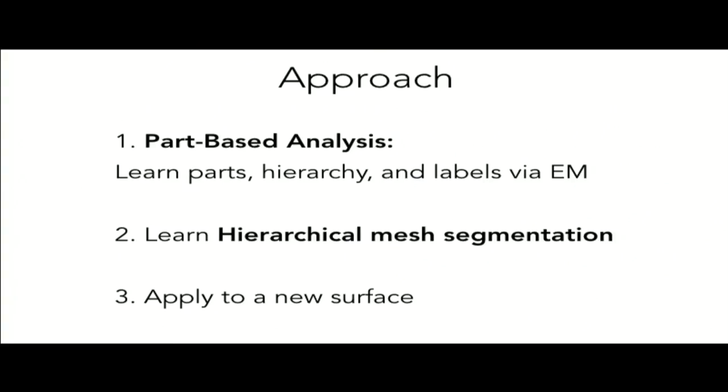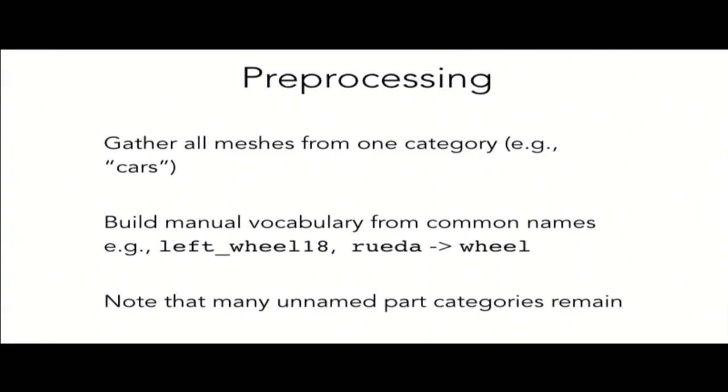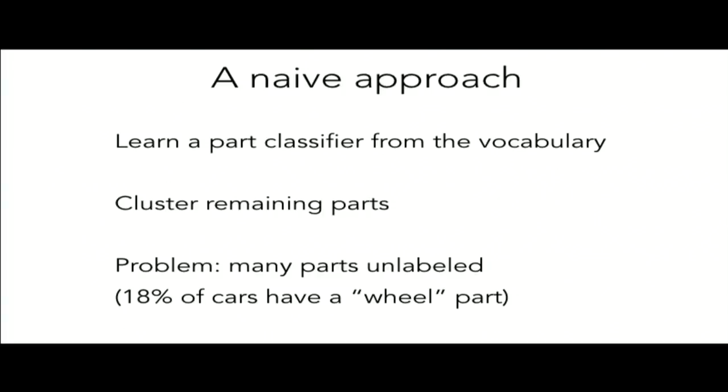So our approach here has essentially 3 steps. The first part is an analysis where we're going to learn a model of what all the parts are. The second part is, once we've learned the model and annotated all the data, then we can do the same kind of segmentation that I showed before, and having trained that model, apply it to a new surface. So I already mentioned the pre-processing. The naive thing you might do is take all the parts that were labeled wheel, learn a wheel classifier, classify all the wheels that weren't labeled, do that for everything that had a name, and then cluster everything else. So all the parts that never got any kind of name would just be in their own categories.